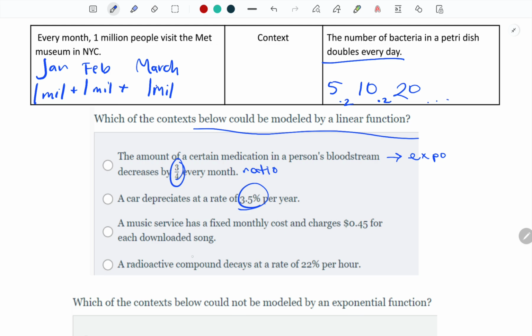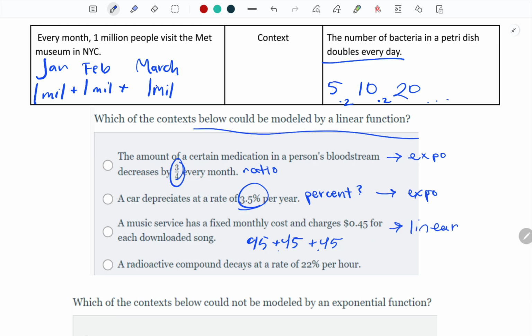Car depreciates at a rate of 3.5% per year. That is a percent. What grows by a percent? Exponential. The music service has a fixed monthly cost and charges 45 cents for each downloaded song. Well, if I download one song, that's 45 cents. If I download two, am I multiplying 45 cents or am I going to add 45 cents more? That's kind of what you're asking yourself. The answer is you would add them. So you say 45 plus 45, that's 2 songs, plus another 45 cents. Okay, so this would be my linear.